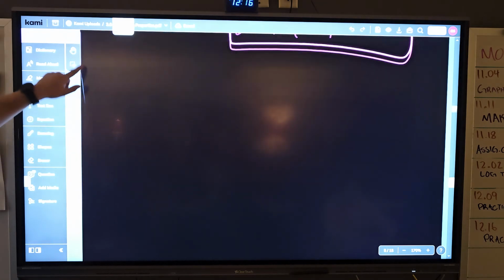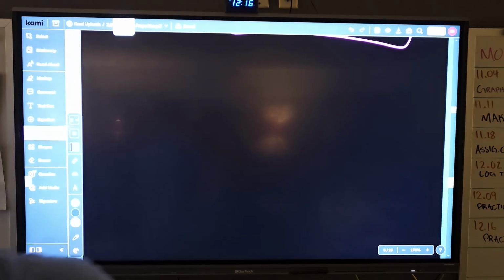Okay, let's switch gears now. And this is the more important part. I think this is what we use more.